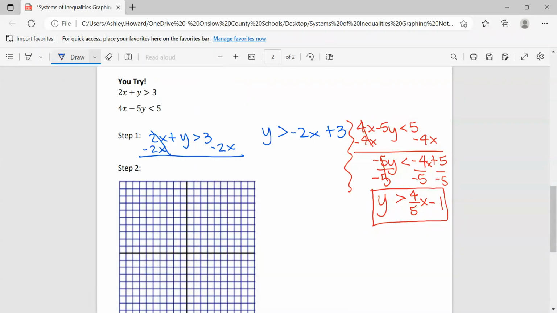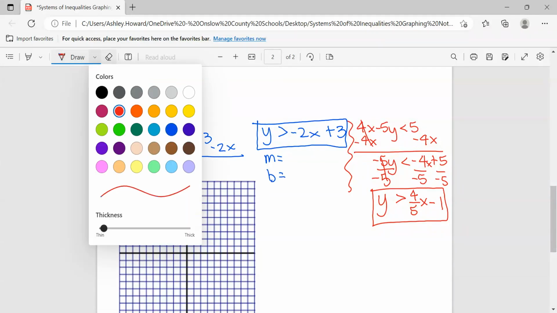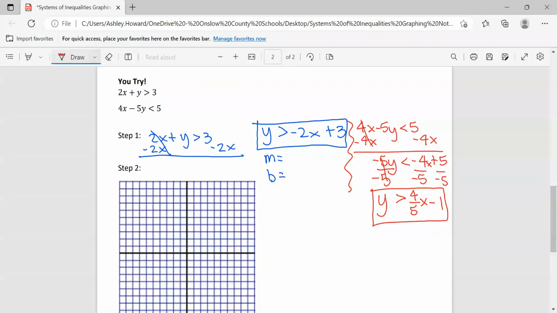So don't forget when we do practice problems that if they're not in slope-intercept form, you have to convert them. So go ahead and figure out what your slope is, your y-intercept, figure out if you're shading above and below, and go ahead and graph your equation in your notes. And then answer the question below whether that solution is in the solution set.